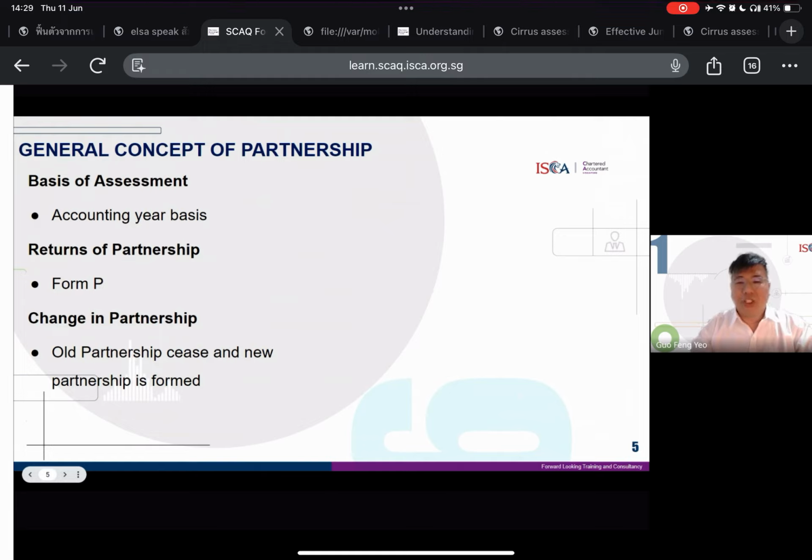Lastly, change in partnership. Whenever there is a change in partnership, the old partnership would have been deemed to have dissolved or ceased to exist, and a new partnership is formed thereon with the new partners' composition. This is important from a liability perspective because any liability incurred by the old partnership would not be transferable to the new partnership, and the old partners who have exited the partnership would not be liable for any other claims that happen after they exited the partnership.